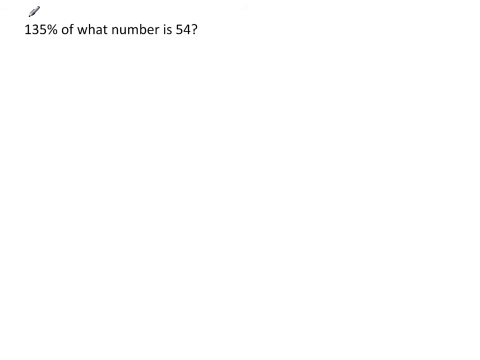We have 135% of what number is 54. So we'll just translate it, the same deal as before. We have 135%, which is a little odd for some students. If we were to translate this into a decimal, it's 1.35 because you have to move over 1, 2 to the left. Of means multiplication. What number? Well, we don't know, so x. Is means equal to 54.